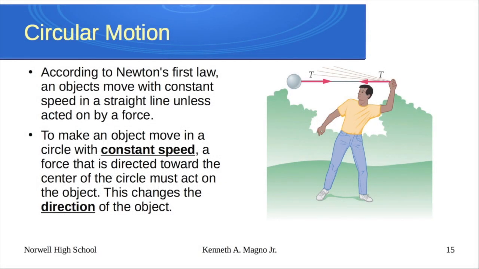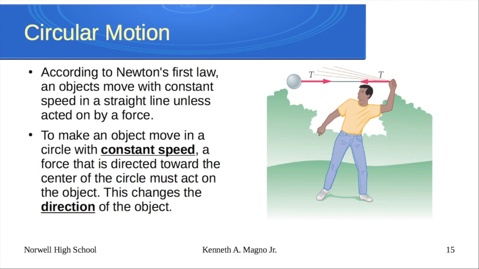Okay, so a little more on circular motion. According to Newton's first law, the object wants to keep moving in a straight line unless acted on by an outside force. All right. So we're going to keep it going at that constant speed, directed towards the center of the circle. So the force is going to have to be what causes this change in direction on the object.